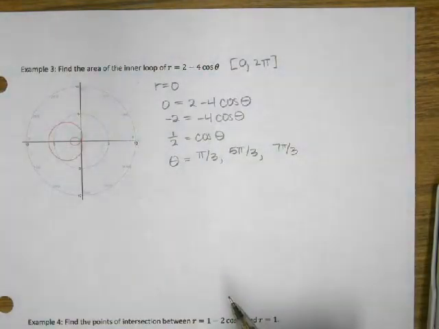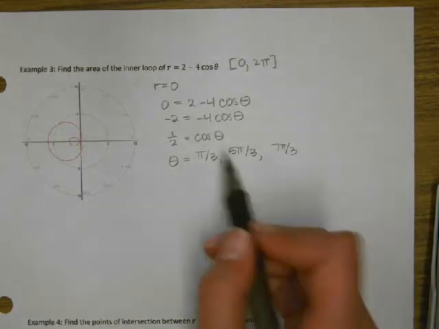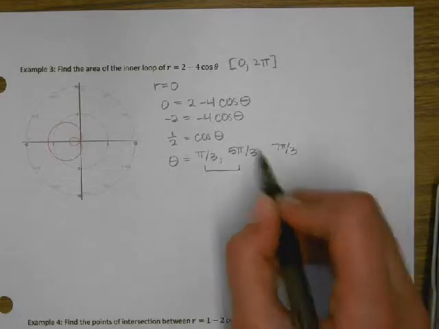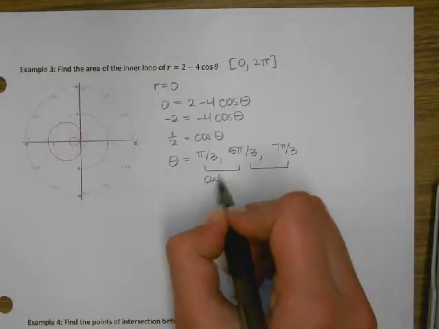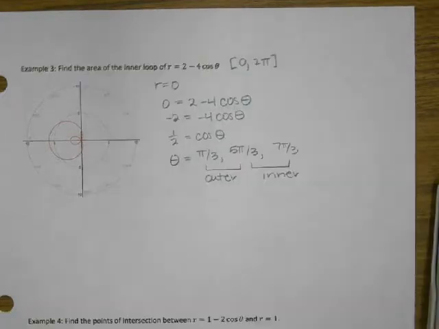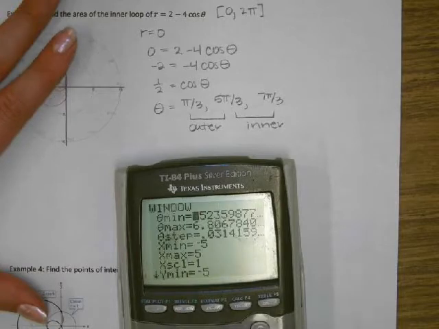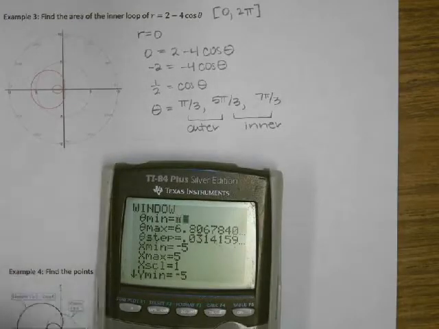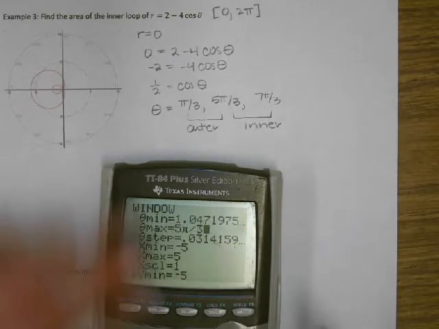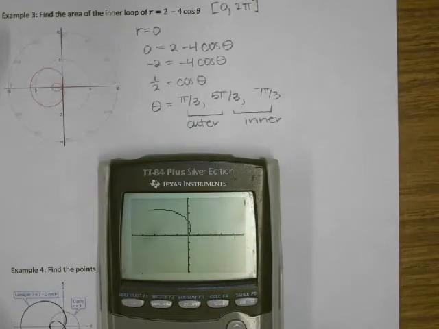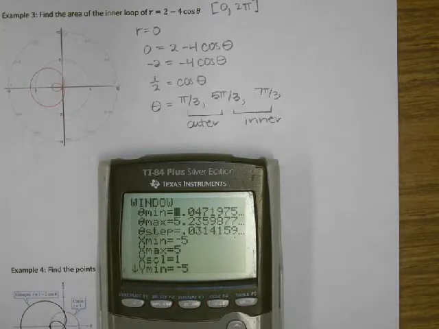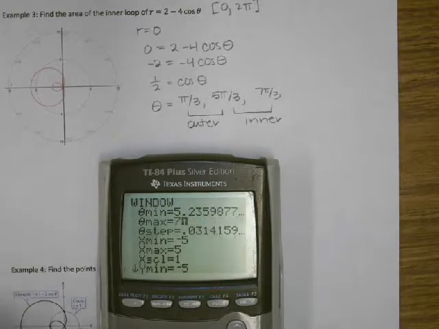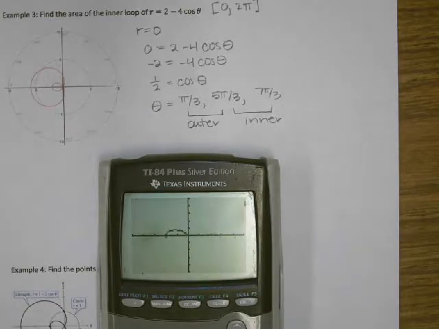So I have to think about which interval is bigger and which is smaller. From pi to 5 pi is going to be bigger than from 5 pi to 7 pi. So this is the outer loop, this is the inner loop. If we change that on our calculator, pi thirds to 5 pi thirds, we're going to be able to watch that outer loop form. If I want to watch that inner loop form, then I can say 5 pi thirds to 7 pi thirds. There's our inner loop forming.